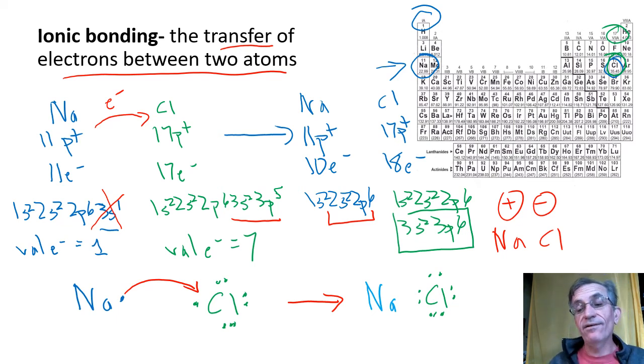Okay, so if we want to understand how this bonding is going on, this would be one way of showing it. Now again, after there's this transfer, we end up with charges. Sodium got rid of an electron, positive. Chlorine gained an electron, negative.